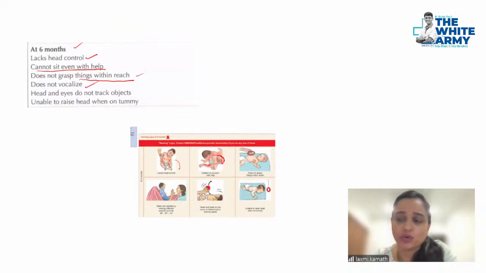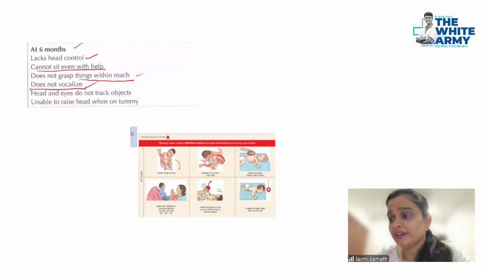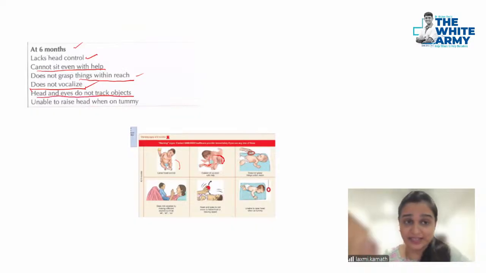If the child has no vocalization, we all know that cooing starts at 3 months. By 4 months, the child laughs, that is ha ha. And then babbling starts at 6 months. So if there is no cooing or laughing, there is absolutely no vocalization at 6 months, then it is a red flag sign.